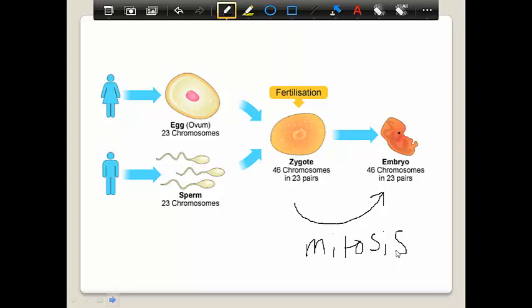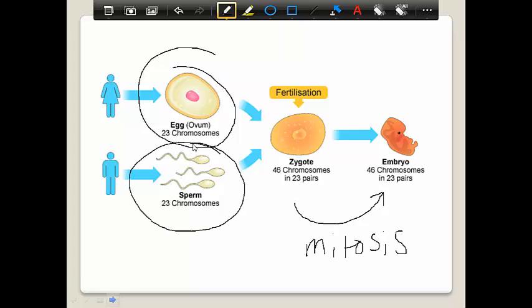What we're interested in this podcast, though, is how do we get these cells with half the chromosomes in them? How do we get those egg and sperm cells with only 23 chromosomes in them? Again, the process of making those is called meiosis. That's what we'll spend most of our time on today.